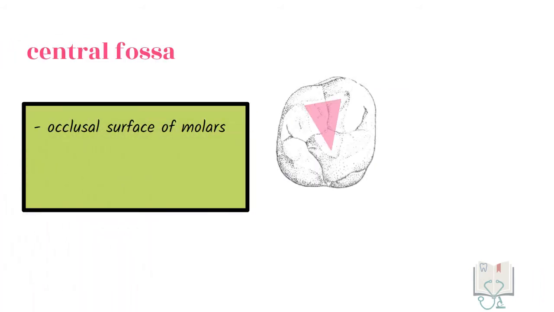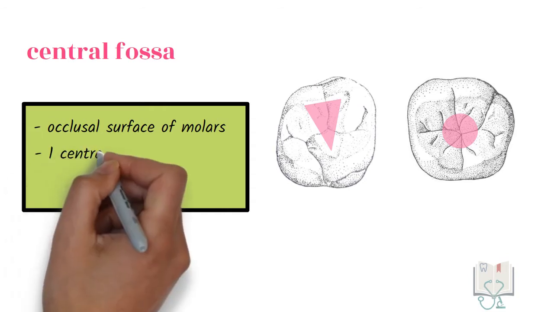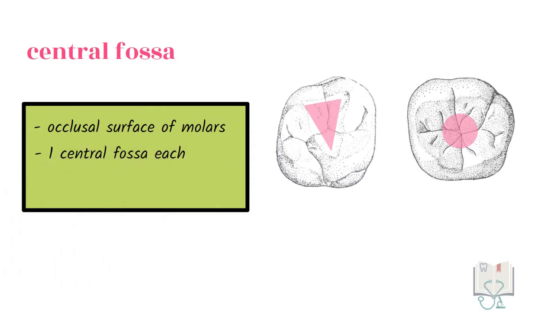Central fossa are found on the occlusal surface of all molars. Each molar has one central fossa which has a pit and grooves present in them.